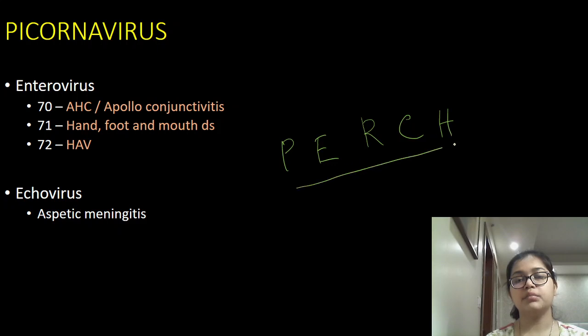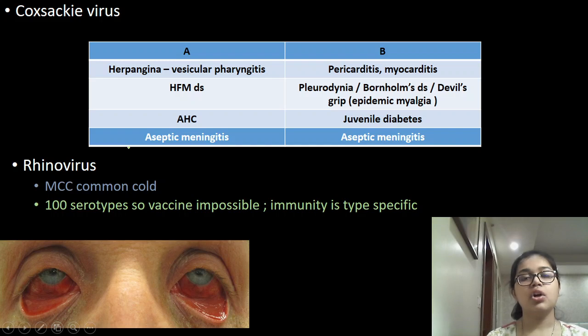So it can be remembered by the mnemonic PERCH. Enterovirus is the important one: enterovirus 70 produces AHC, acute hemorrhagic conjunctivitis, also called Apollo conjunctivitis. Enterovirus 71 produces hand, foot, and mouth disease. Enterovirus 72 is hepatitis A virus. Echo produces aseptic meningitis. Coxsackie has two types, A and B.